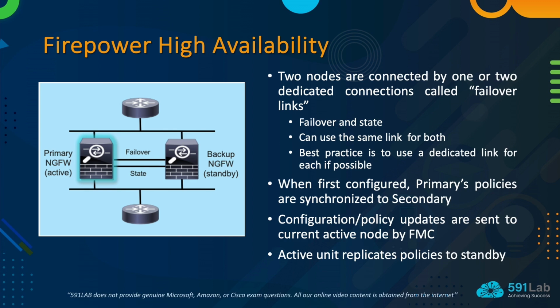"Active unit replicates policies to standby" refers to the replication process that occurs between the active and standby devices. The active device continually sends its configuration and policy information to the standby device. This ensures that the standby device is always up to date and ready to take over if the primary device fails.